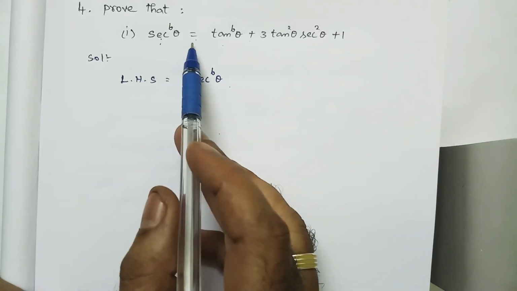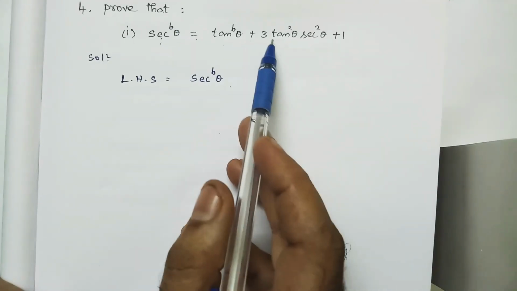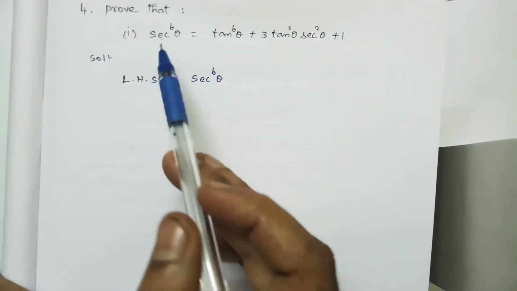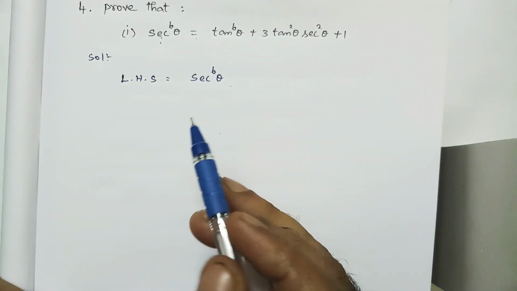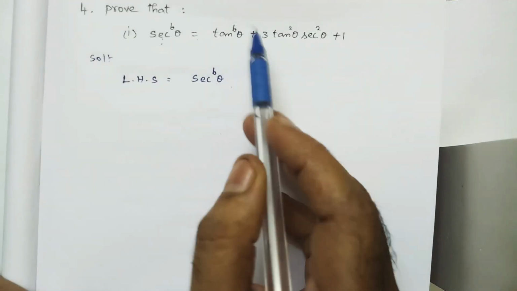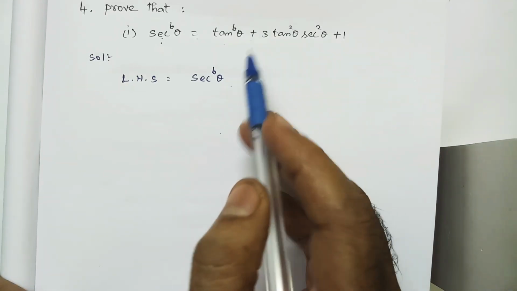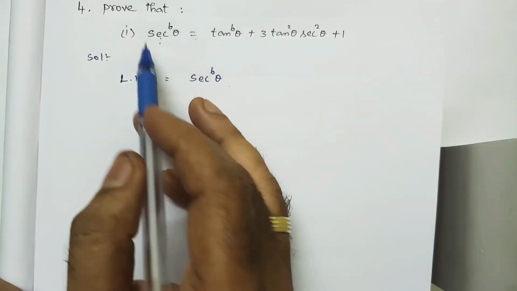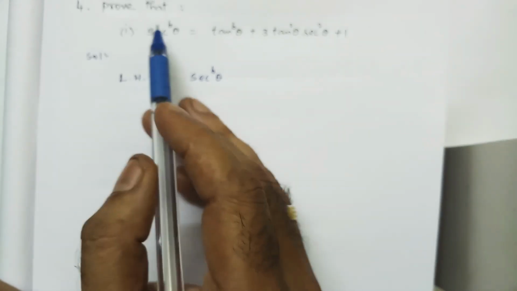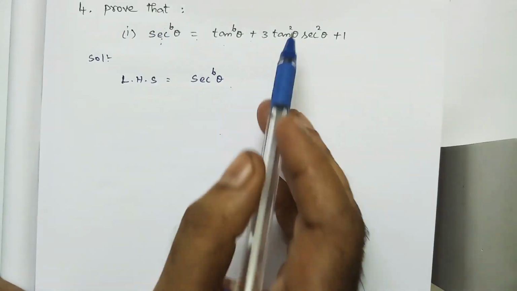Sec power 6 theta is equal to tan power 6 theta plus 3 tan square theta sec square theta plus 1. I told you that already. Always I am saying that when we have more than one term, we have to bring only the single term. But here I am just taking the LHS and I am going to bring the RHS.